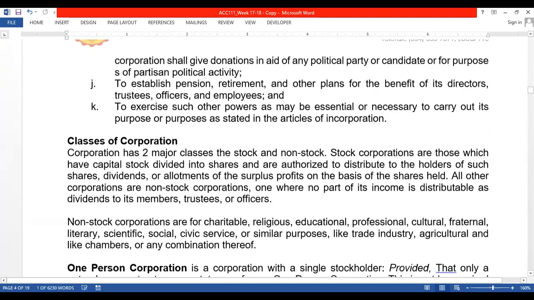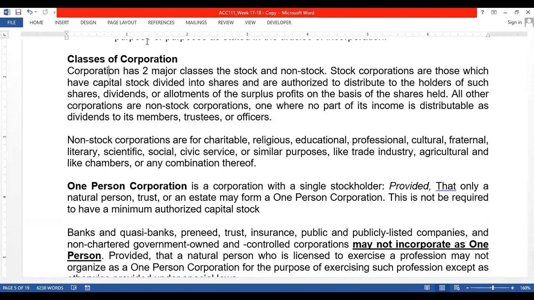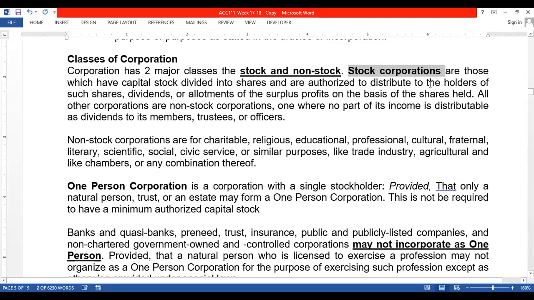And let's discuss the different classes of corporation. So a corporation has two major classes. It may be for profit or not for profit. Or shall we say, stock or non-stock corporation. So when we say stock corporations, these are those which have capital stock divided into shares. So they have shares and of course they are authorized to distribute to the holders, especially under the Securities and Exchange Commission ruling, share dividends, allotment, surplus, and of course they are for profit.